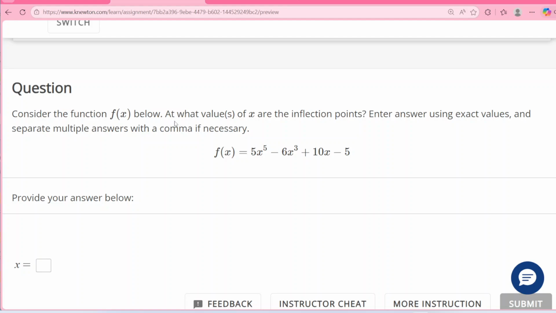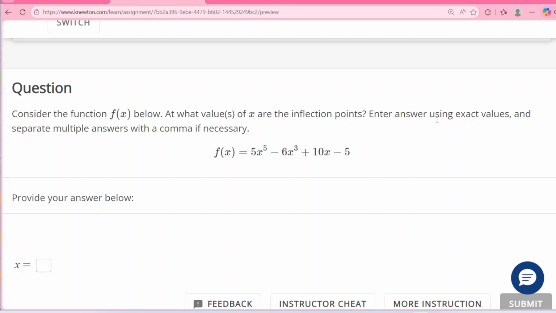And the question is, at what value or values, maybe more than one, of x are the inflection points? So they don't even ask for the actual points themselves. They don't ask for the y coordinates of the points. They just want the x coordinates of the points of inflection. And I'll go to Desmos too. We'll punch this in Desmos and see the graph there, and take a look at whether what I say are my inflection locations are actually places where you have inflection, a change in concavity.